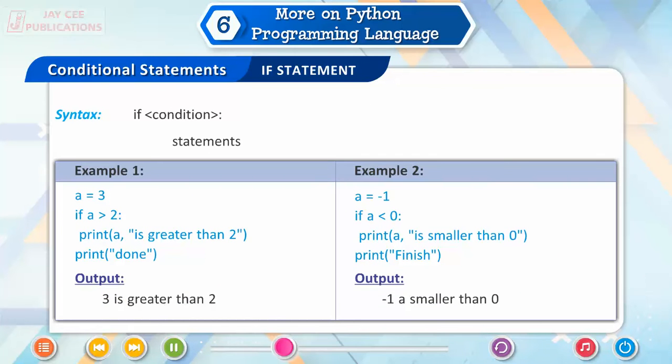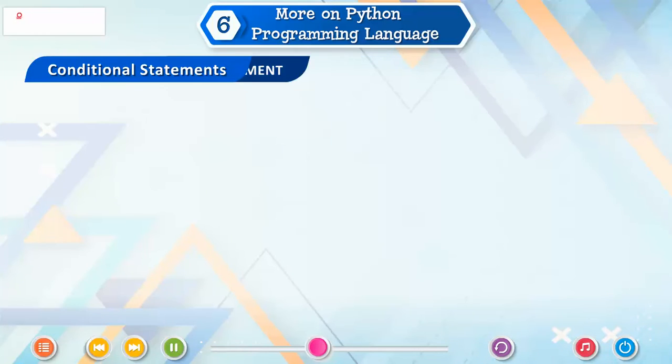Example 1. a = 3. if a > 2: print(a, "is greater than 2"). print("done"). Output: 3 is greater than 2. Example 2. a = -1. if a < 0: print(a, "is smaller than 0"). print("finish"). Output: -1 is smaller than 0.